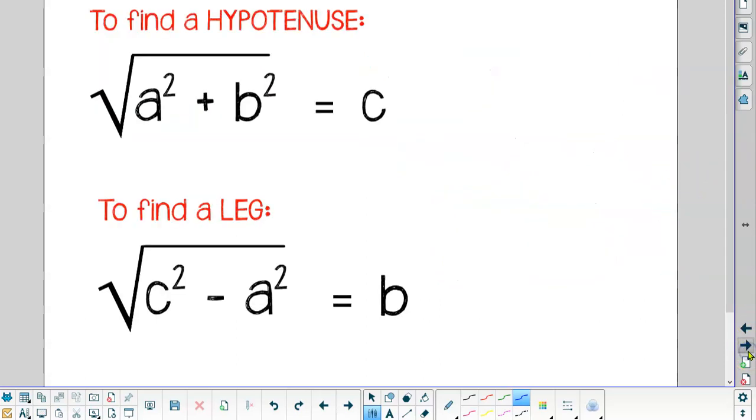So don't forget, there are two formulas, and you need to choose the appropriate one. Now, a squared plus b squared equals c squared always works, but when I manipulate it to show the square roots at the beginning, it's less work for you to type in your calculator.